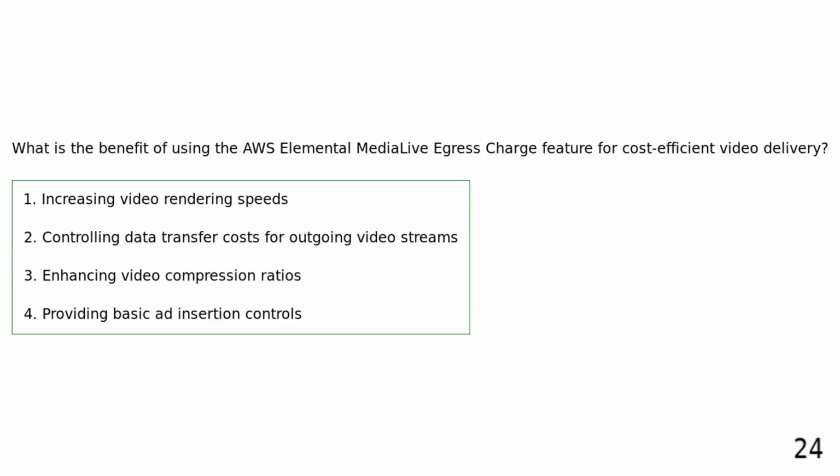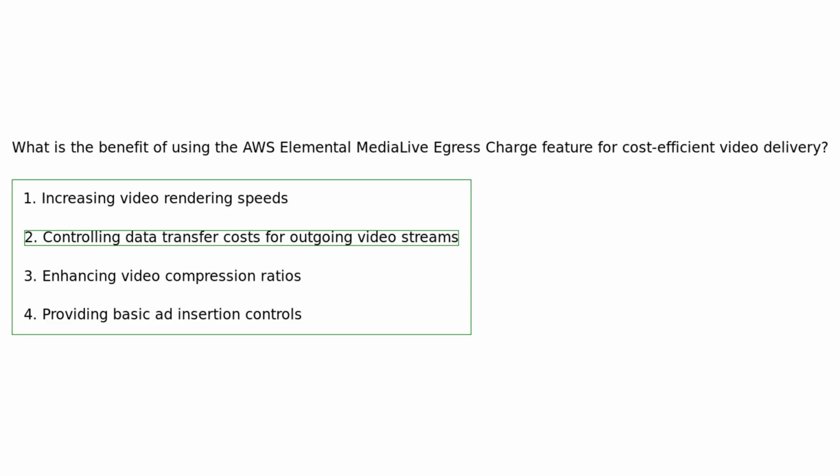What is the benefit of using the AWS Elemental MediaLive egress charge feature for cost-efficient video delivery? Increasing video rendering speeds. Controlling data transfer costs for outgoing video streams. Enhancing video compression ratios. Providing basic ad insertion controls. The egress charge feature in AWS Elemental MediaLive helps users to control data transfer costs for outgoing video streams, allowing for more cost-efficient video delivery while maintaining high-quality viewing experiences for viewers.